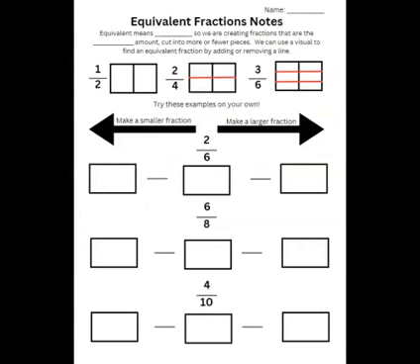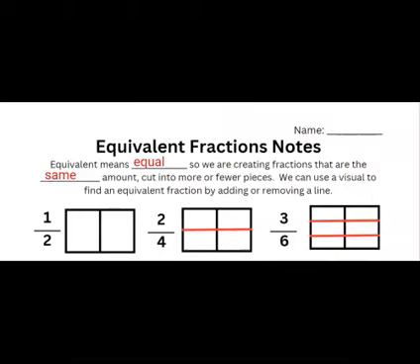Hello. These notes are going over how to create equivalent fractions. Equivalent is a math word that just means equal. So the goal of what we're doing is to create fractions that are the same amount, but they're cut into either more or fewer pieces. We can use a visual to find equivalent fractions by adding or removing lines that go through all of the pieces. Let's look at our first example.